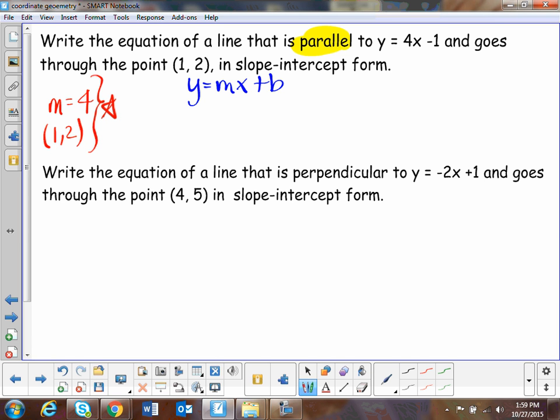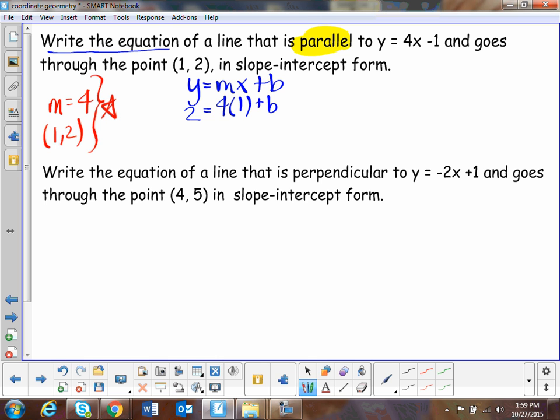Okay, so do we know the y? Yeah. What's the y? 2. Do we know the m? Yeah. Do we know the x? 1. Do we know the b? No. So we're going to leave it b. Okay? So we have one unknown variable. We solve for the b. Therefore, we can write the equation. Okay? So that's what we're supposed to do. We're supposed to write the equation.